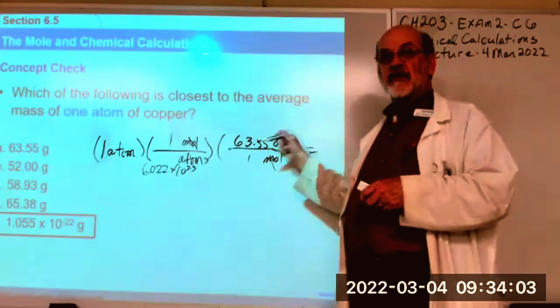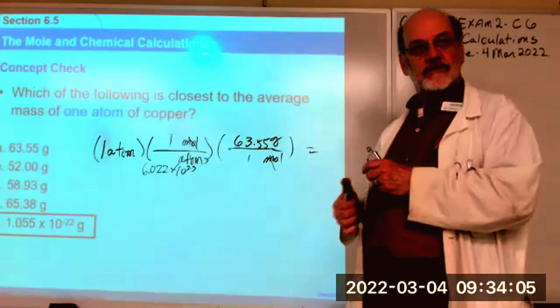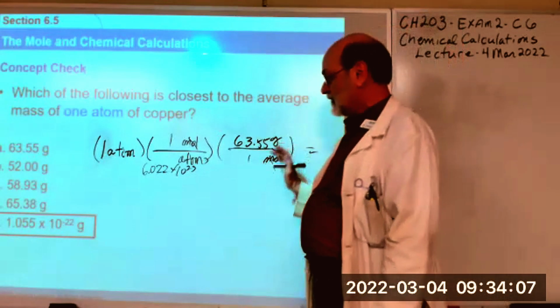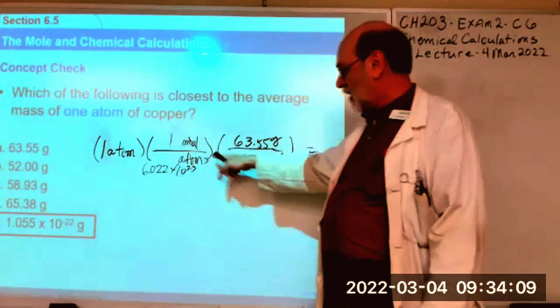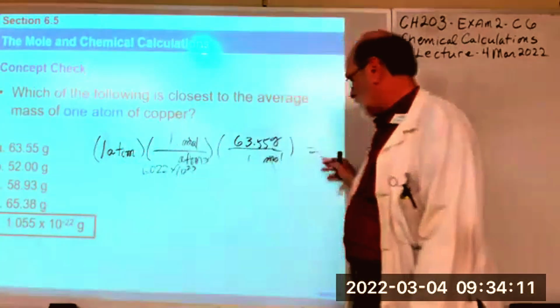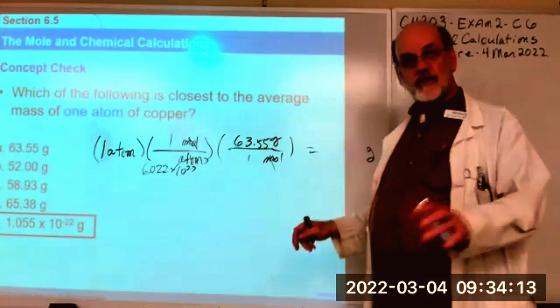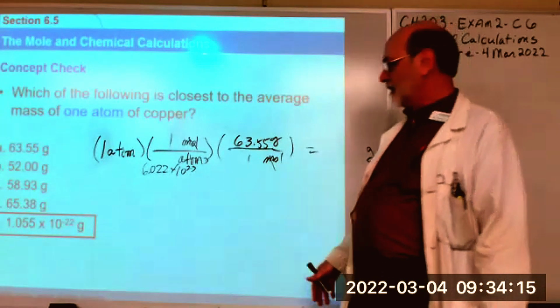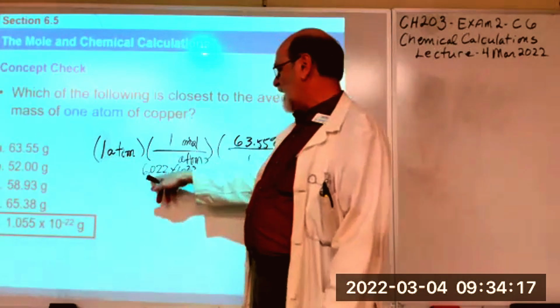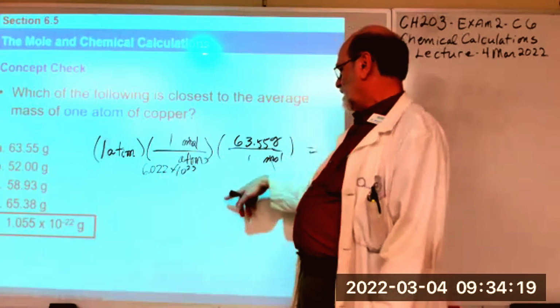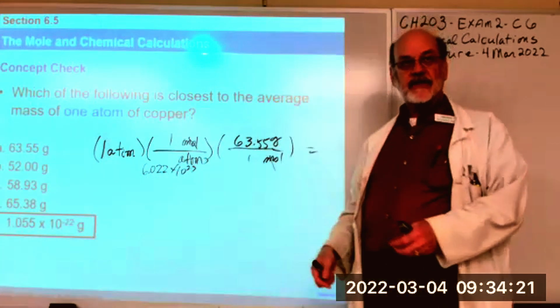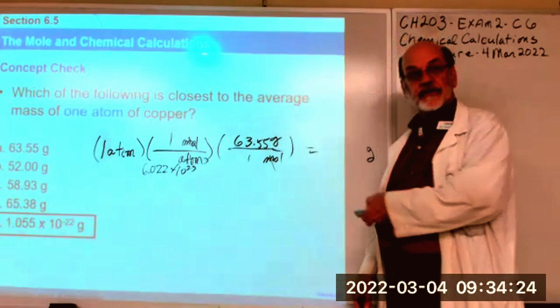So this is what I call the thinking part. This is where you put your thinking cap on, set it up right, and be sure that all the dimensions cancel out and leave you what you want. Then the rest is number crunching. So you say 1 divided by that number times this number gives you your answer. And that should be your answer right there.